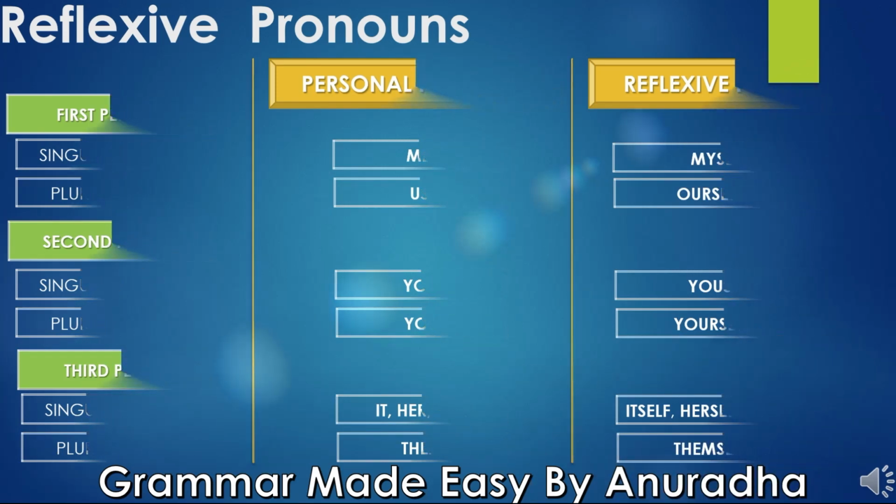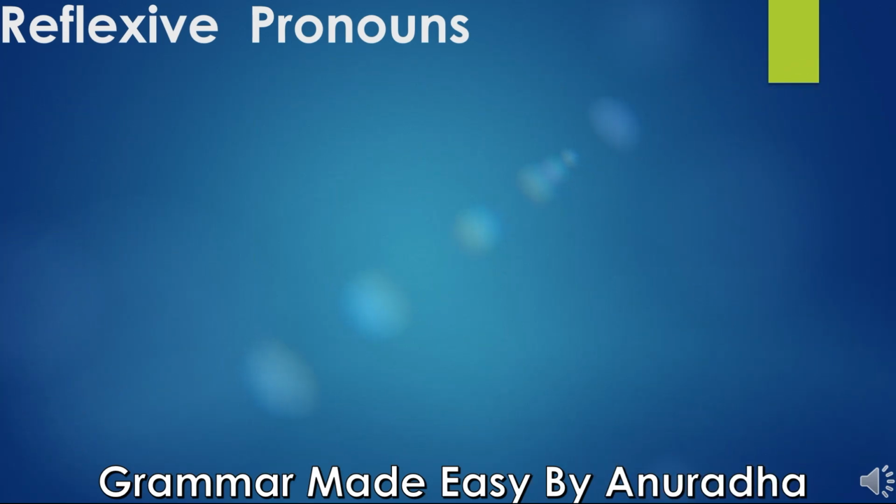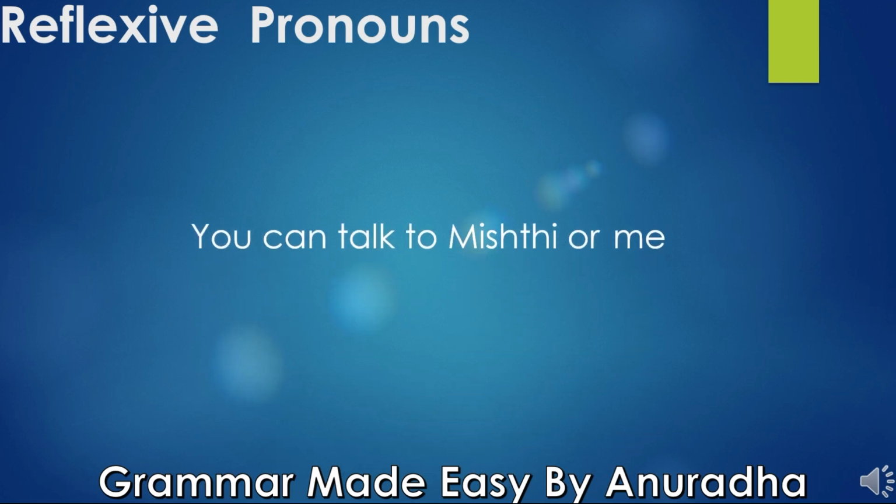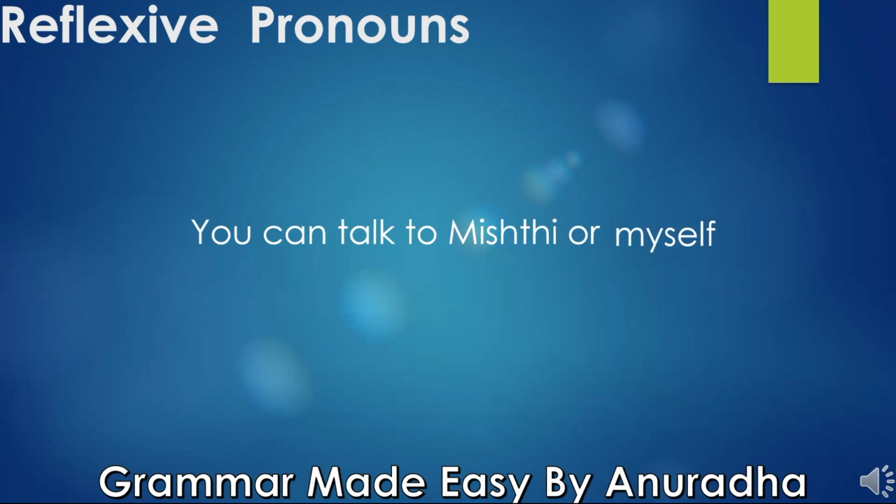There's yet another thing I want to share with you all. It's at times easy to get tripped up if there is a compound object in the sentence. Let's take an example. You can talk to Mishti or myself, or taking another sentence, you can talk to Mishti or me. Now it's easy to get confused because here you're talking about two people.